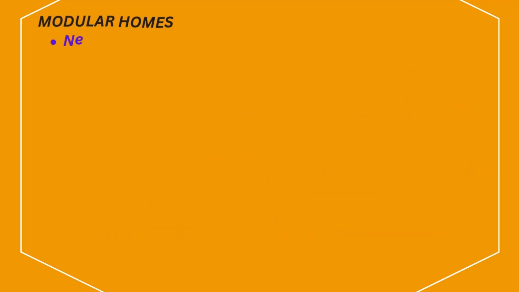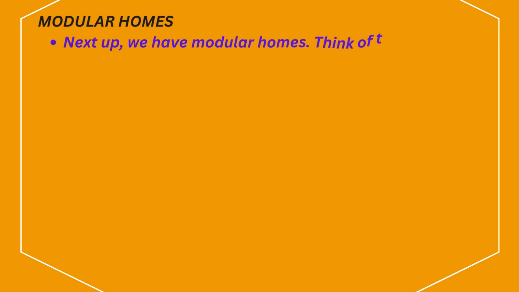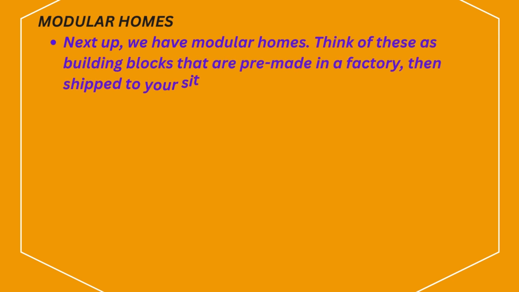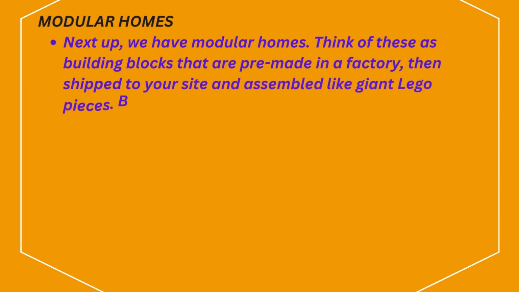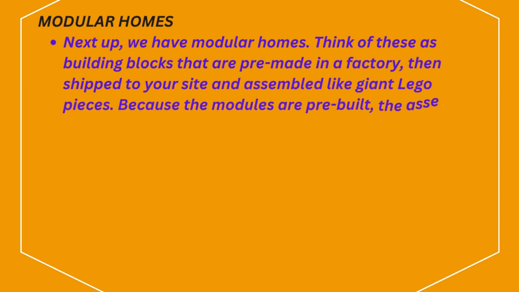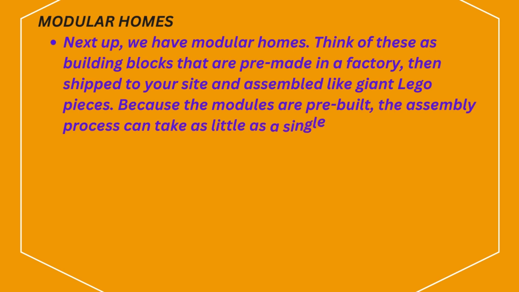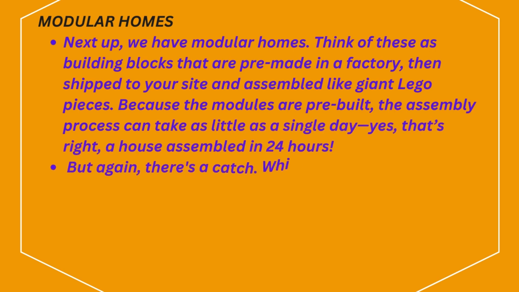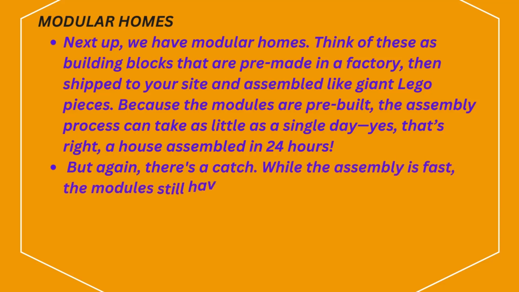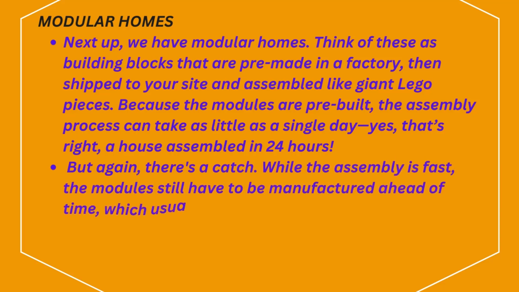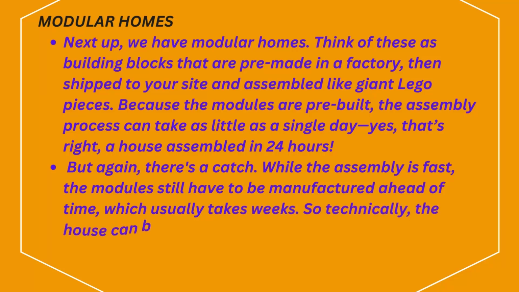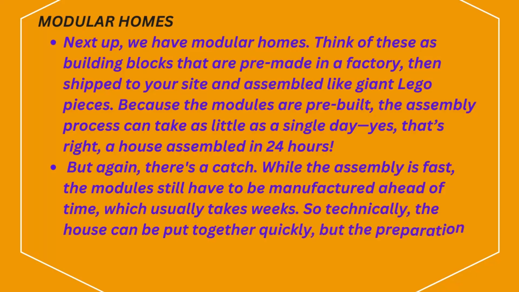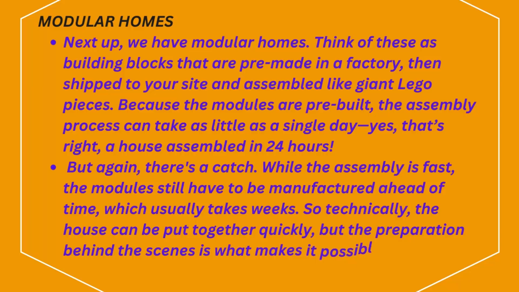Modular homes. Next up, we have modular homes. Think of these as building blocks that are pre-made in a factory, then shipped to your site and assembled like giant Lego pieces. Because the modules are pre-built, the assembly process can take as little as a single day. Yes, that's right, a house assembled in 24 hours. But again, there's a catch. While the assembly is fast, the modules still have to be manufactured ahead of time, which usually takes weeks. So technically, the house can be put together quickly, but the preparation behind the scenes is what makes it possible.